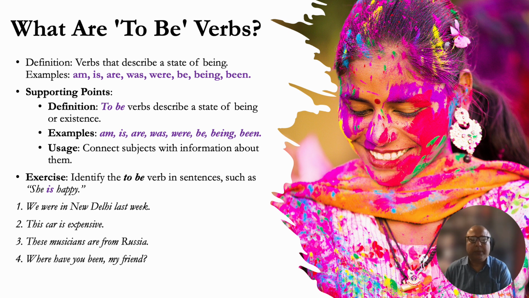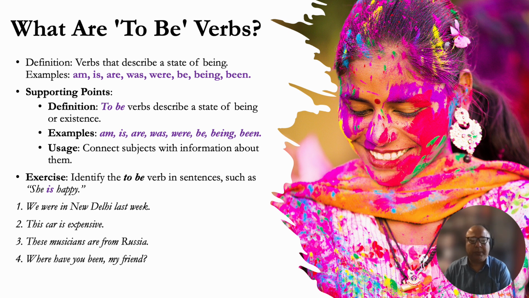What are to be verbs? They are verbs that describe a state of being or existence. Some examples of to be verbs are am, is, are, was, were, be, being, and been.